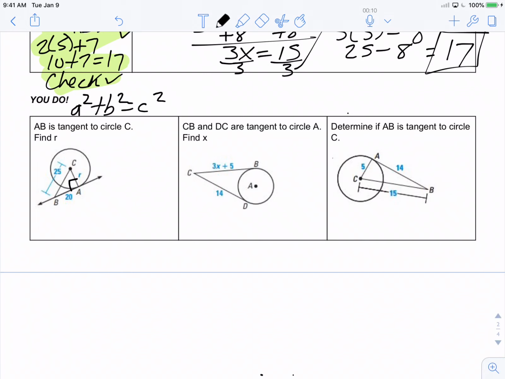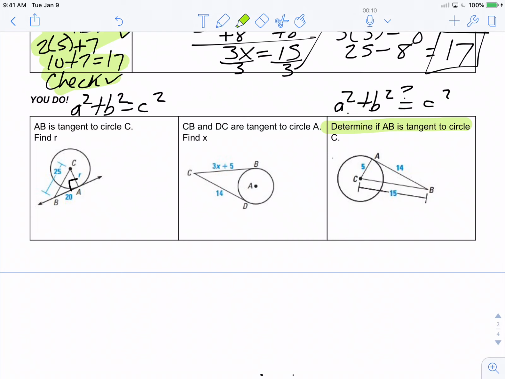This one over here, you also have to determine if they're tangent. If they're tangent, I'm going to use A squared plus B squared equals C squared, and I have to determine if they are actually equal.